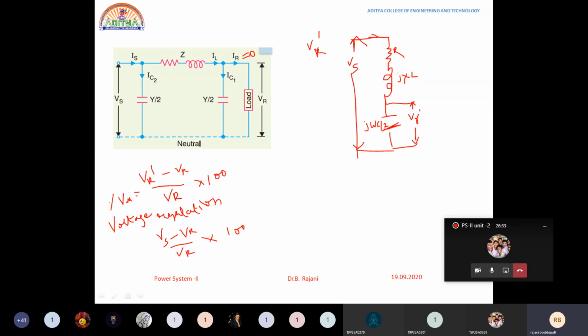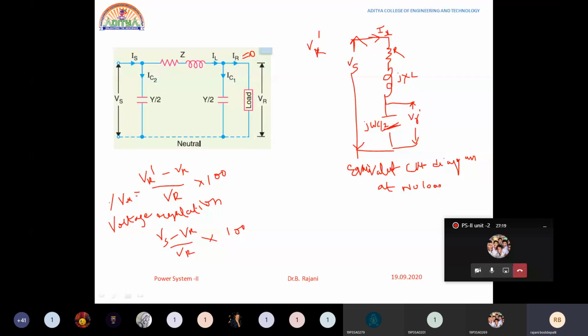Why? Because this is the line current, or the sending end current. Both are the same. This line current would be flowing through this. All this resistance and inductance would be the equivalent circuit diagram at no load.